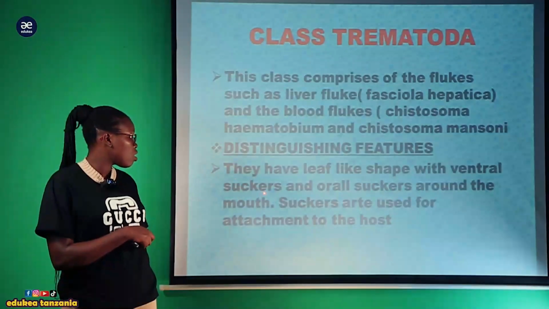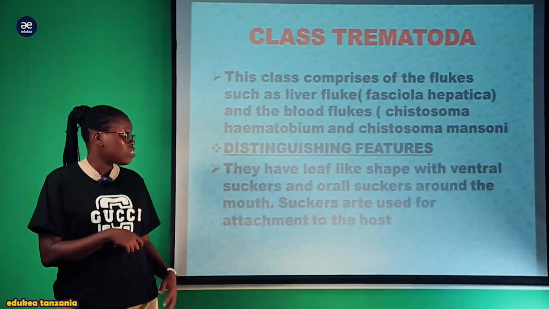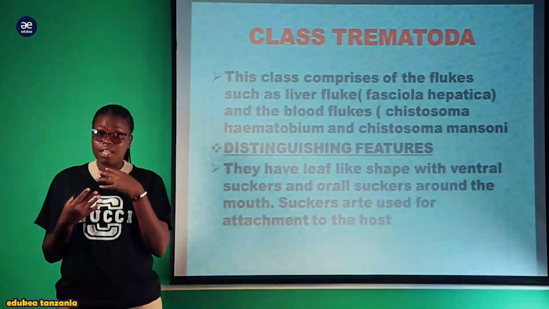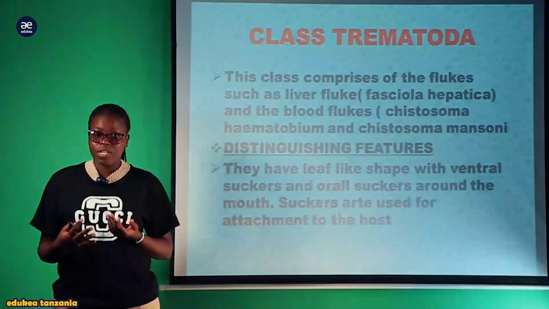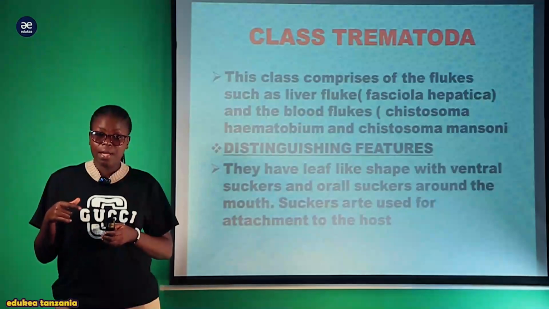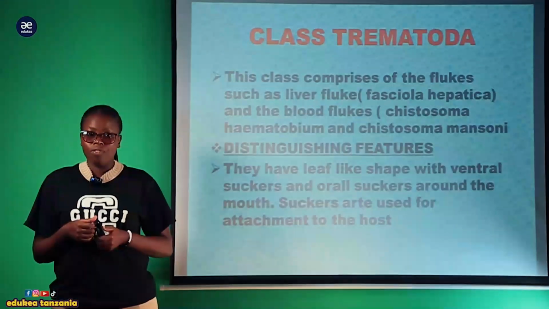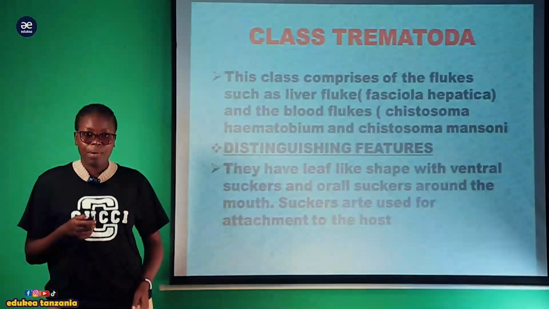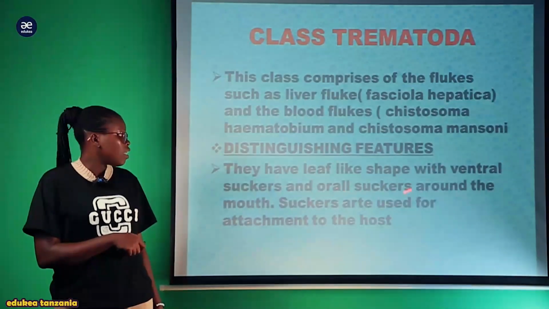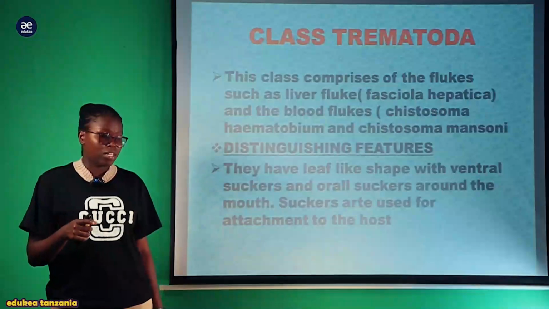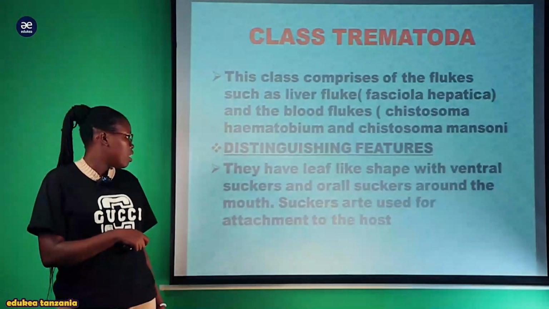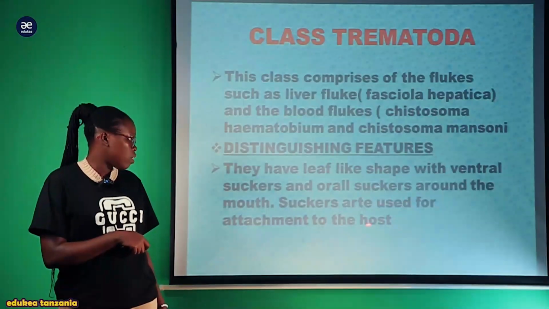The ventral sucker is used by this organism for attachment to the host, but the oral sucker is the one used for piercing the tissue of the particular host. So they have the ventral sucker for attachment and the oral sucker for piercing into a particular part of the host's body, and the suckers are used for attachment to the host.